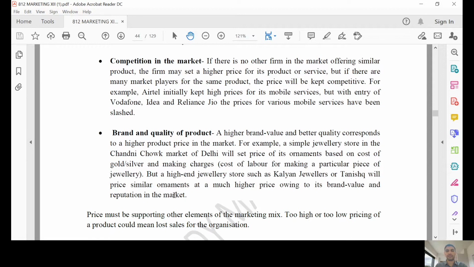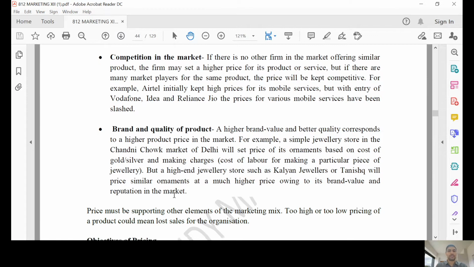Brand and quality of the product. You take the case of Apple. Apple sells their mobile phones always at a higher price. That is because they have a high brand value. There is higher brand loyalty among the customers for Apple products. And you can see different products marketed by the same company sometimes, but they vary in quality. A product with higher quality will have a higher price. A product with lesser quality will have a lesser price.